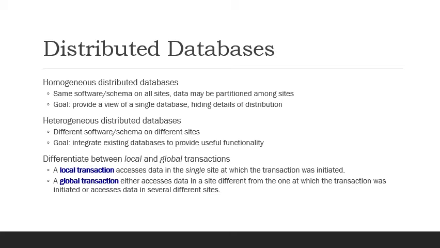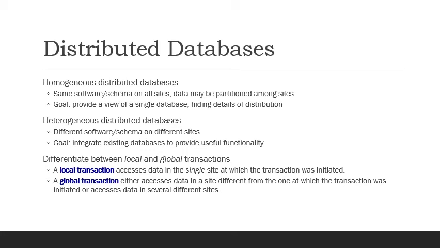Now let's see different types of distributed databases. We have homogeneous distributed databases and heterogeneous distributed databases. In case of homogeneous distributed databases, we use the same software or the same database schema on all sites, and the data may be partitioned among all the sites. The goal is to provide a view of a single database, hiding details of distribution. That means the user sees it as a single database irrespective of the distribution in it. The user doesn't see that the data is distributed among multiple sites.